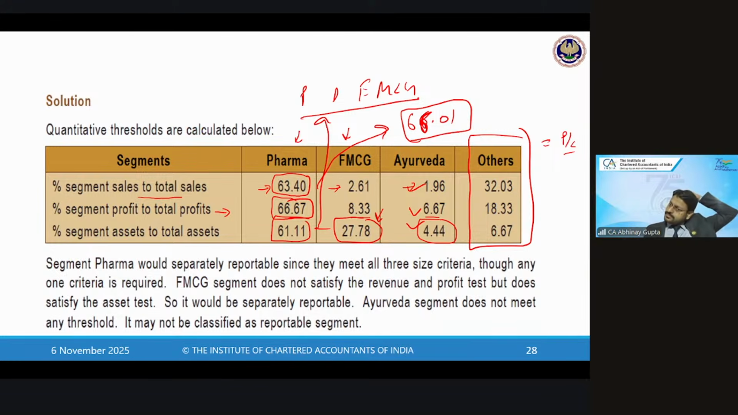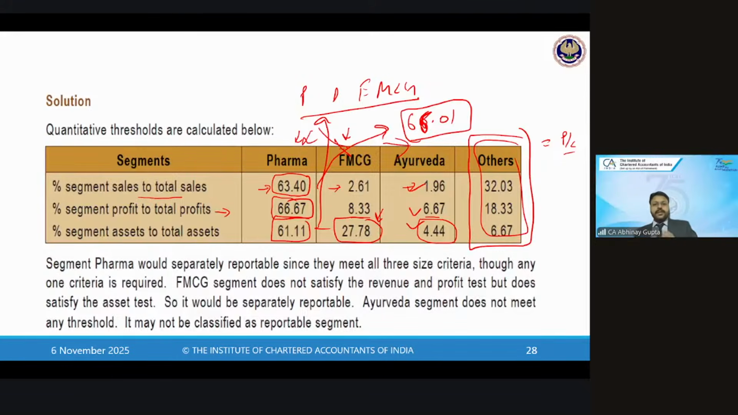Yes or no? Yes, sir. So what to do in this case? We have to report all. That's it. So whatever the three are there, basis on the CODM, we will be reporting all, right? And along with others, anyway, it will be categorized.